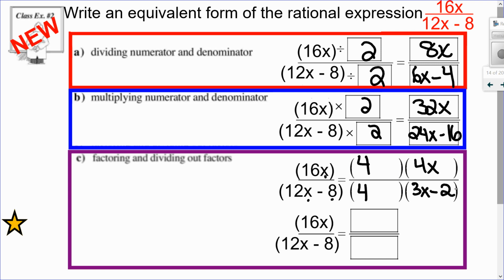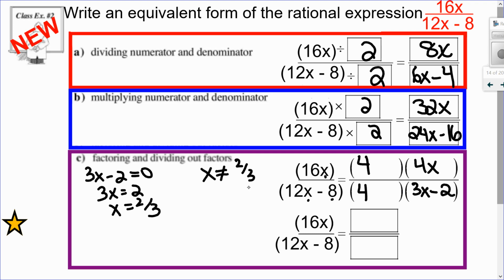Okay, so now that I've factored it, I'm going to state my restrictions. So my restrictions are that 3x minus 2 can't be 0. So let's look at what happens when it does equal 0. Adding 2 to both sides, I get 3x equals 2. Dividing both sides by 3, I get x equal to 2/3. So that is my non-permissible value, which means my restriction is x can't be the non-permissible value of 2/3.